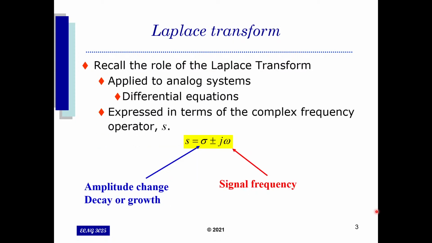And looking at the role of the Laplace transform, we have the complex operator s equal to sigma plus j omega. The sigma part represents the real part of the s operator, the amplitude change with decay or growth, and the omega part represents the signal frequency. And we're going to observe why this s operator does not work well for discretized time systems in a little bit.